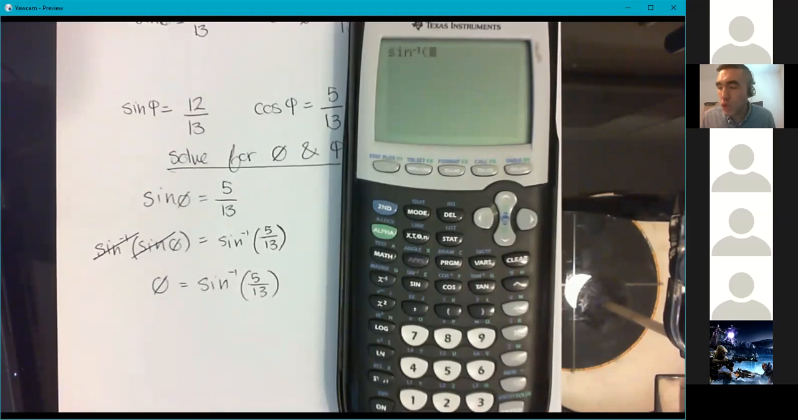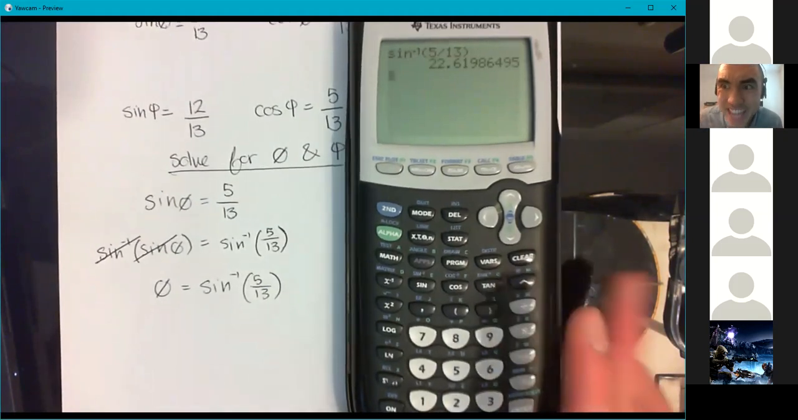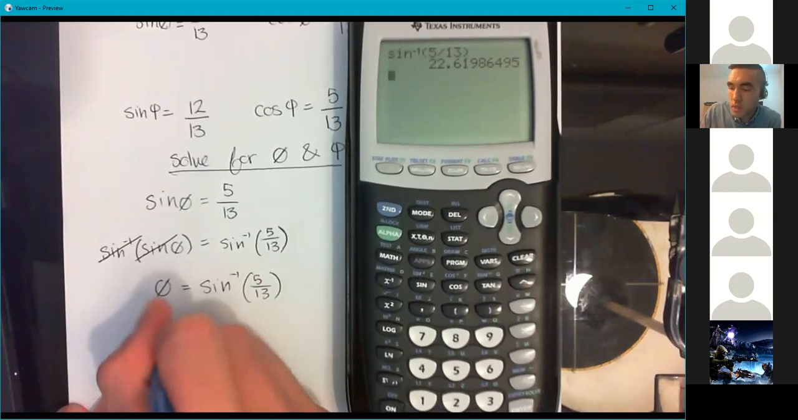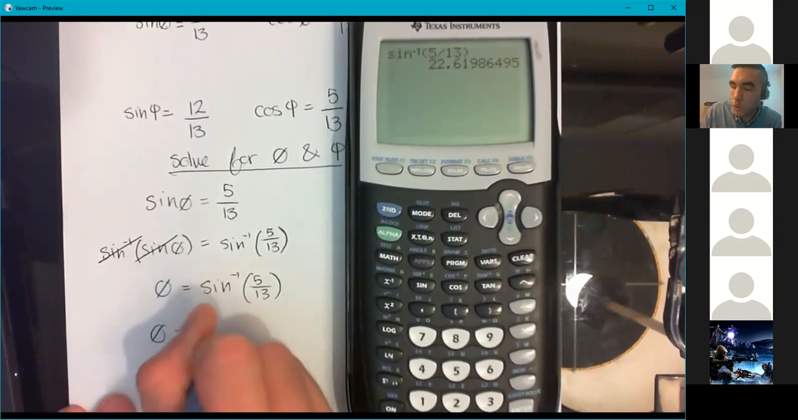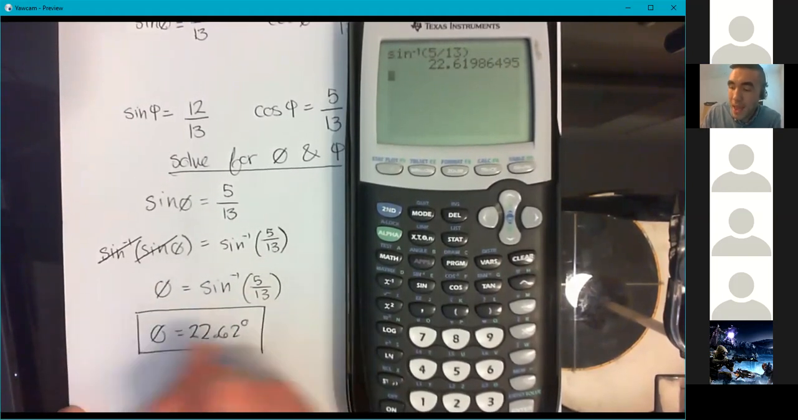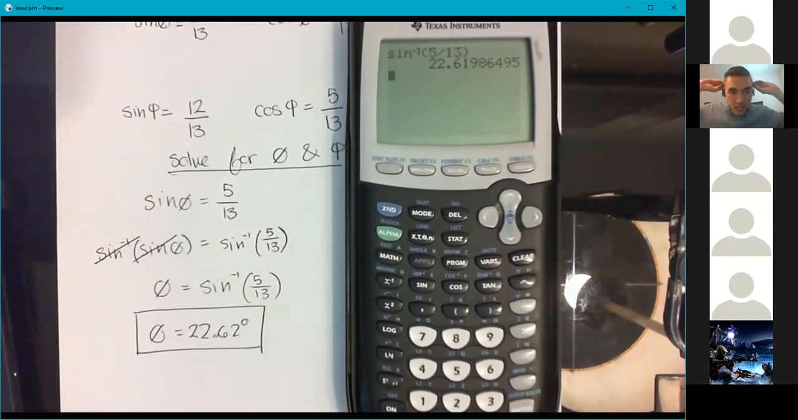Now I'm going to feed it the ratio, 5 divided by 13. And we get that theta is equal to 22.62 degrees. For all questions in this section, please give me 2 decimals, no more, no less. So this is telling us that theta is equal to 22.62 degrees. That is definitely our answer.